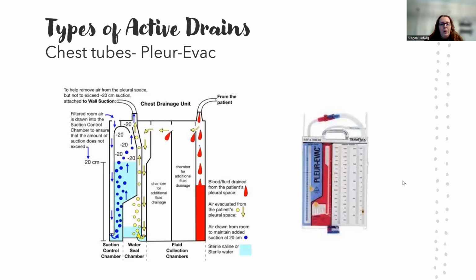Because if you accidentally pull out a chest tube, that's a problem. You're going to get in trouble. It could be a big problem for the patient. They're going to have to go back in, put that back in, and it's not pleasant. You don't want to do that.